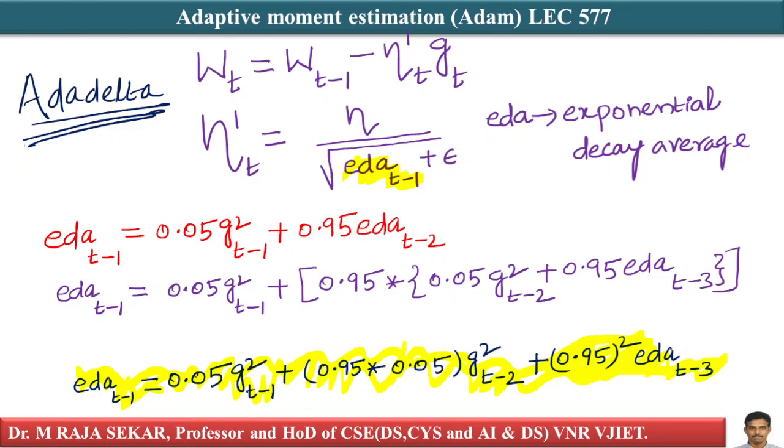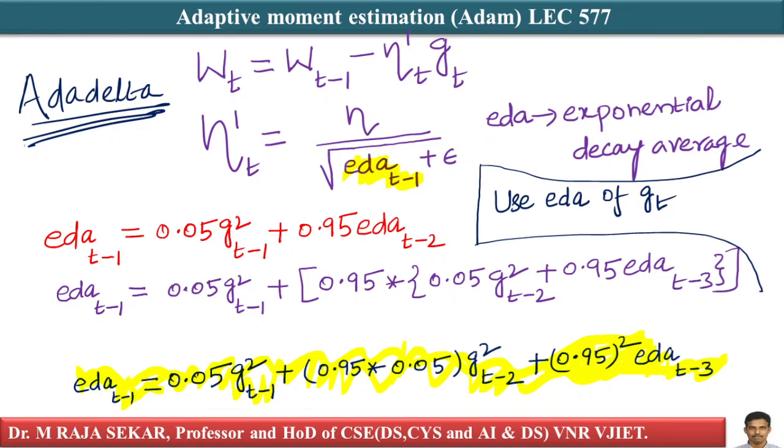In addition to taking squares of gradients, what if I use EDA of GT? In AdaDelta, we are using GT squares. What if I use GT itself, the gradient? So, in addition to gradient squares like EDA in AdaDelta, what if I use EDA of GT? There is a lot of research, which I will come to, which shows that Adam is the fastest algorithm as far as convergence is concerned.